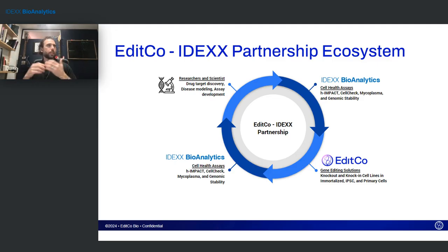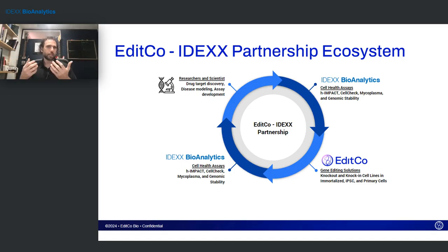So IDEXX, as you said, is the top right there. Really, we started a lot of our projects with this H impact testing or genomic stability testing or any of the other services that they're able to provide. Then we can get those cells. We can provide any sort of genomic editing solution that our researchers want to bring to us.